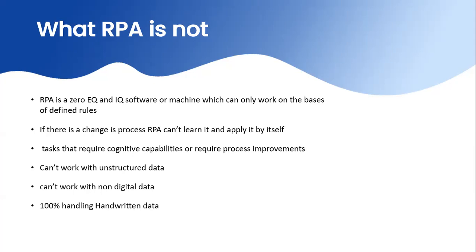Otherwise, what you can do is implement IPA. IPA is nothing but RPA plus an ML or AI model. That's IPA. But right now we are in the foundation. We are just talking about RPA. RPA can't learn by itself. Tasks that require cognitive capability and require process improvement, definitely process improvement.